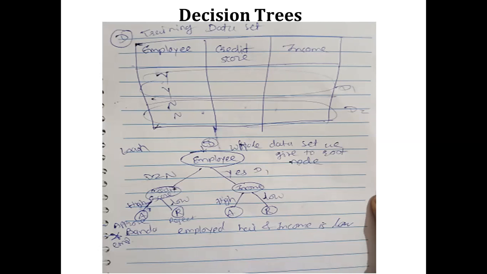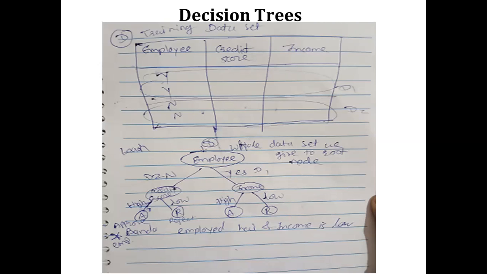The person is an employee, but his credit score is low. If we consider employee is yes but the income is low, right? So employee is yes and income is low, the loan is rejected. If we consider the second example, the employee is no, but the credit score is high. Employee no, but credit score high, we can approve the loan.